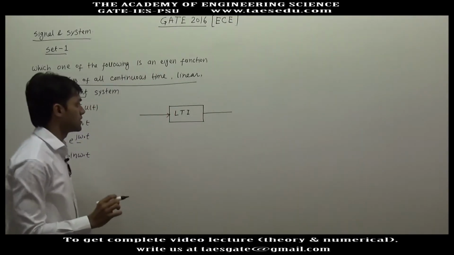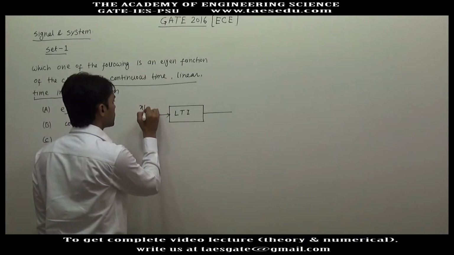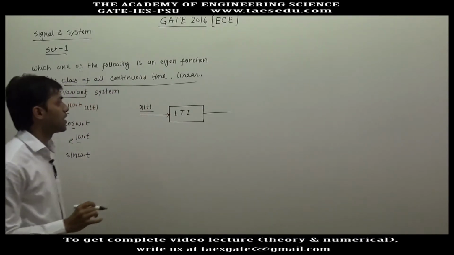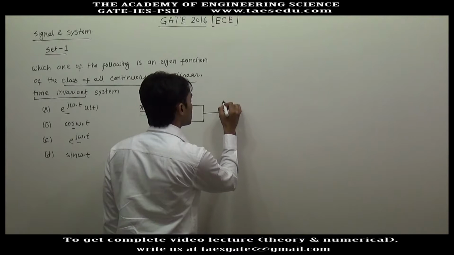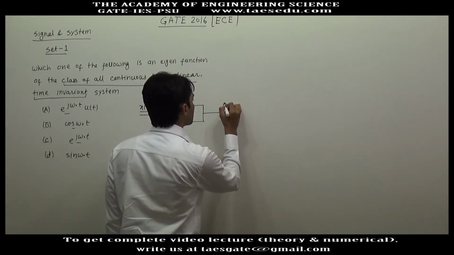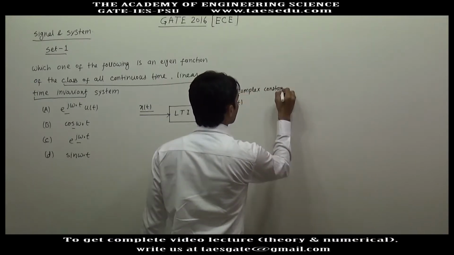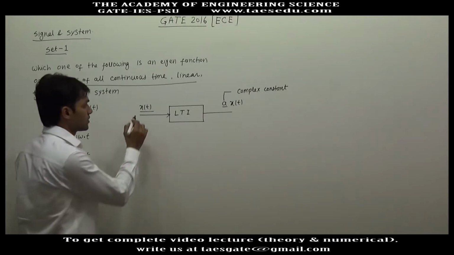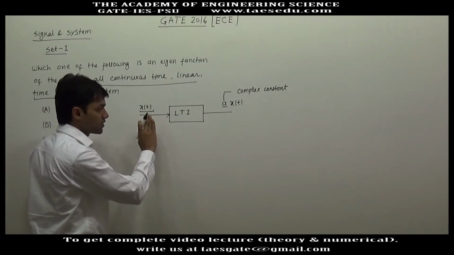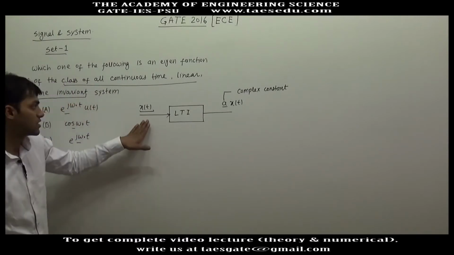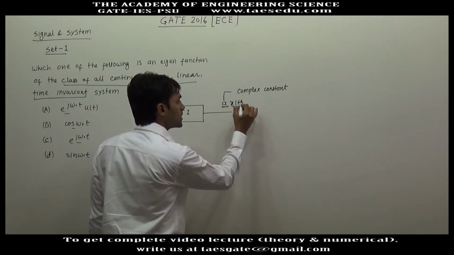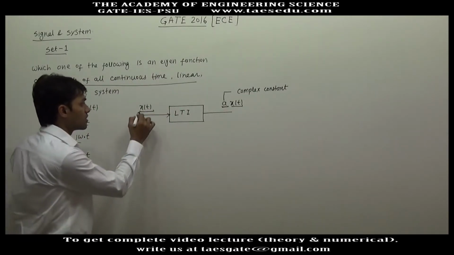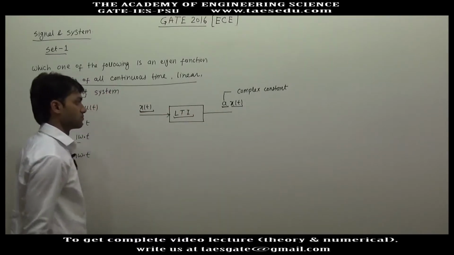So for an LTI system, an input x(t) will be called an eigenfunction of this system if for this input the output is some constant a times x(t), where a may be a complex constant. For any input x(t), if this function is input to an LTI system and the output is a constant multiplied by the same input, this input will be called an eigenfunction of this system.